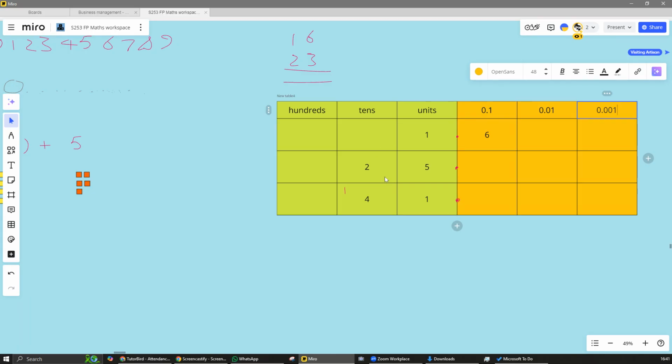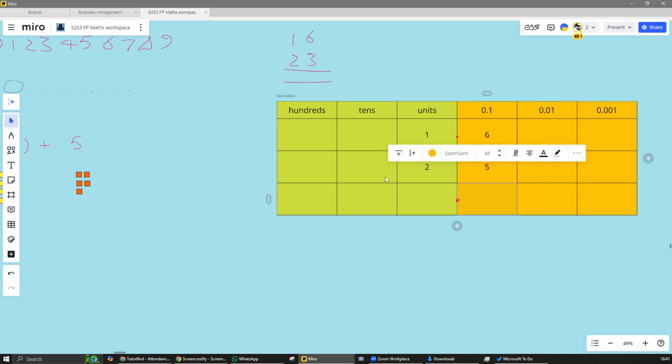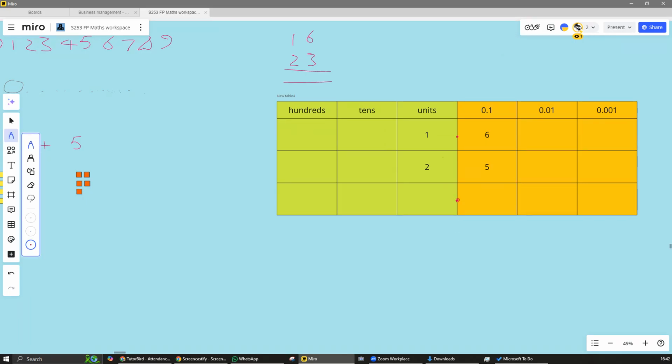So if I did the same sum, so that's 25, so I'm adding 2.5. And I'm going to do pretty much the same thing. I wanted to show you how it's basically the same thing as before, only we're just shifting the columns to the right a little bit.